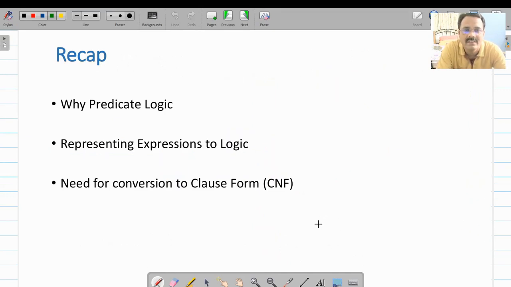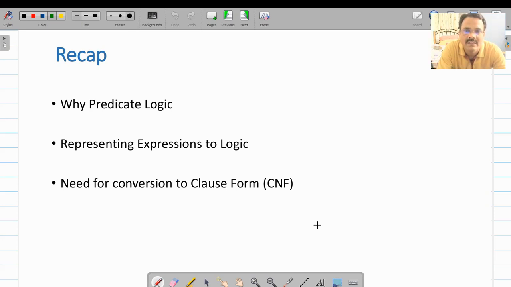Now let us discuss how to convert statements which are represented in predicate logic into CNF or clause form. Before that we will revise what we have discussed in the last class. Yesterday we discussed what is predicate logic, why it is required, and then how to convert given English language statements into predicate logic form.